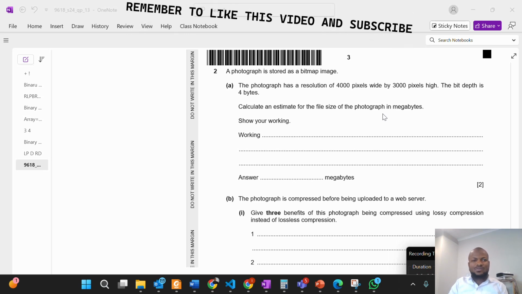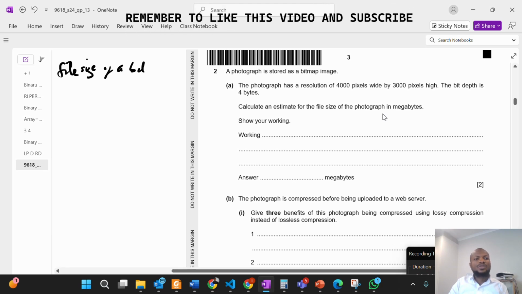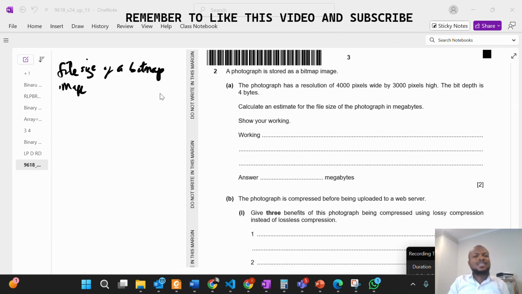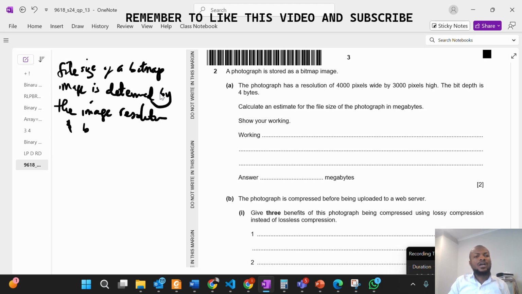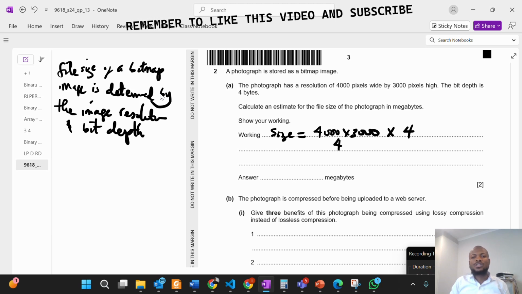So the file size of a bitmap image is determined by the image resolution and bit depth. By the image resolution and what? And bit depth. So that means that the file size is equal to the image resolution, which is 4,000 times 3,000 times the bit depth, which is 4. Is this understood? So 4 times 3 is 12. 12 times 4 is 48.